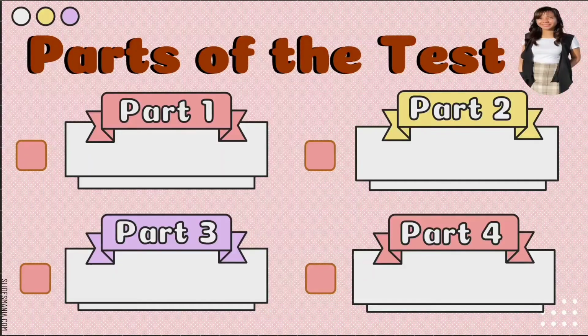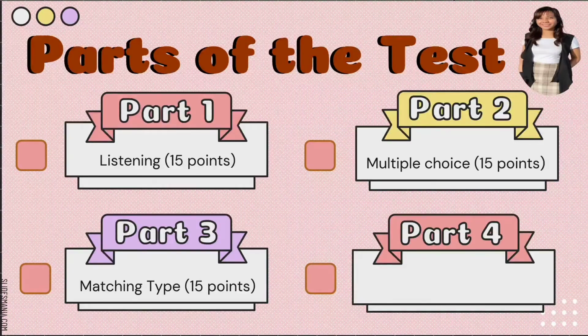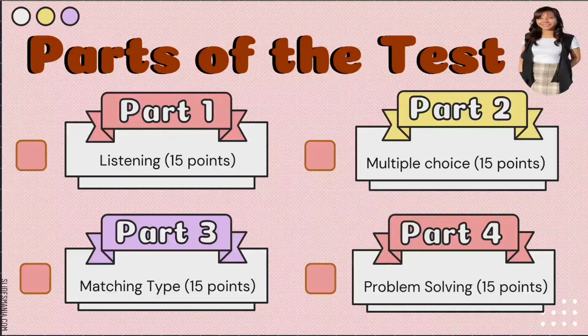Parts of the test, we have part 1, listening for 15 points. Part 2, multiple choice for 15 points. Part 3, matching type for 15 points. Part 4 is all about problem solving. That's also for 15 points. So in this video, we will just cover part 1 and part 2 of the test.